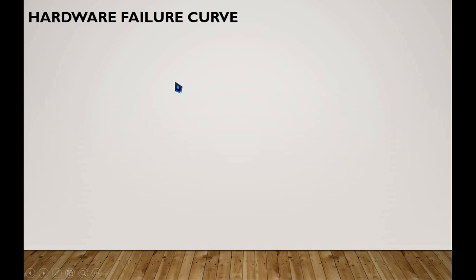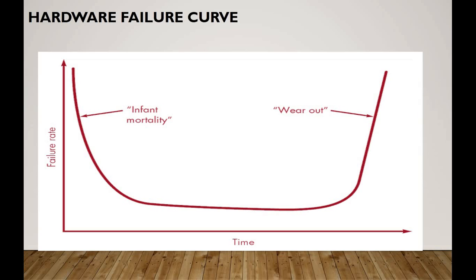Now let's check our hardware failure curve. So this is the hardware failure curve. This is the starting time and this is the ending time. The starting time means before manufacturing. This is the zero effect, meaning it is not in use. Once we start using it, day by day it will have some problems, and after some years it will stop working, meaning it will wear out.